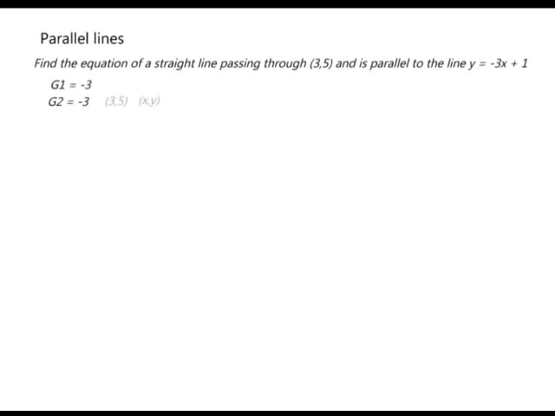We take another arbitrary point, (x, y), and equate that to the gradient. Y minus 5 over x minus 3 is equal to minus 3 over 1. Cross multiplication, y minus 5 is equal to minus 3 times (x minus 3). That gives us y minus 5 is equal to minus 3x plus 9. That will give us y is equal to minus 3x plus 14. Notice that the gradient of the second line is the same as the gradient of the first one.